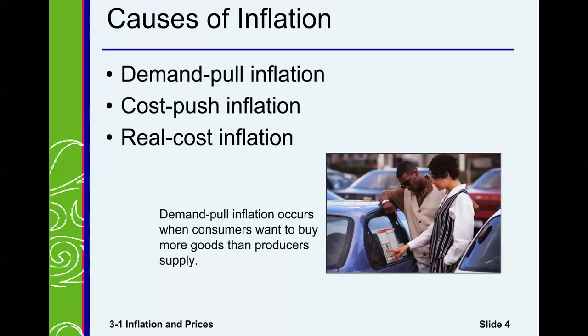Cost push inflation occurs when producers raise prices because their costs to create products are rising. For example, when wages go up, the cost of producing a product goes up. Producers may then raise prices. If producers did not raise prices, profits would shrink. Cost push inflation occurs when cost increases are not offset with greater output that lowers the cost of each unit made.